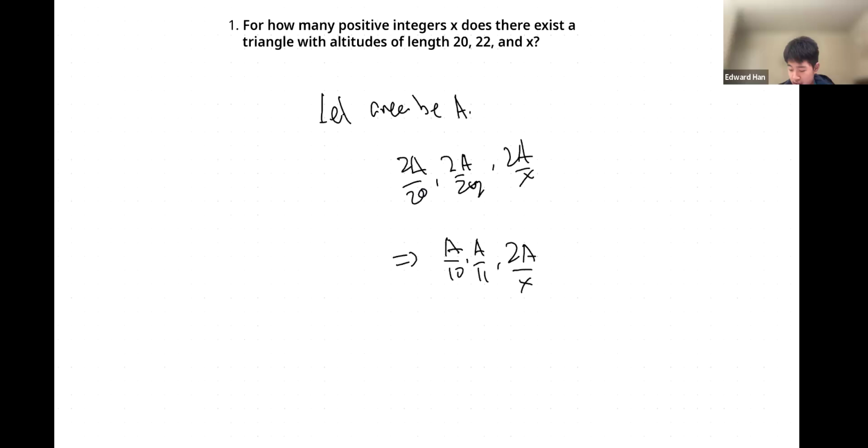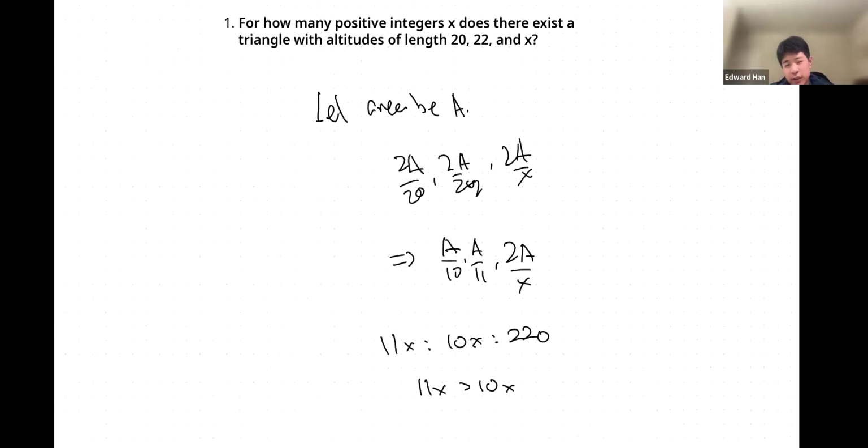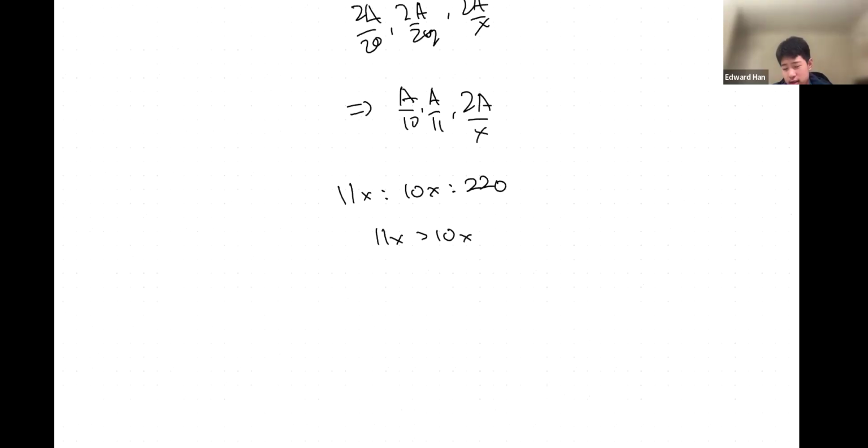I can scroll. Okay, so we can change this into a ratio, and then the ratio will be 11x to 10x to 220. So because we can scale the triangle and that doesn't affect whether the triangle inequality is true or not, let's just let the sides be 11x, 10x, and 220. So notice here that 11x is greater than 10x. So that means one thing. That means that either 220 is the longest side or 11x is the longest side.